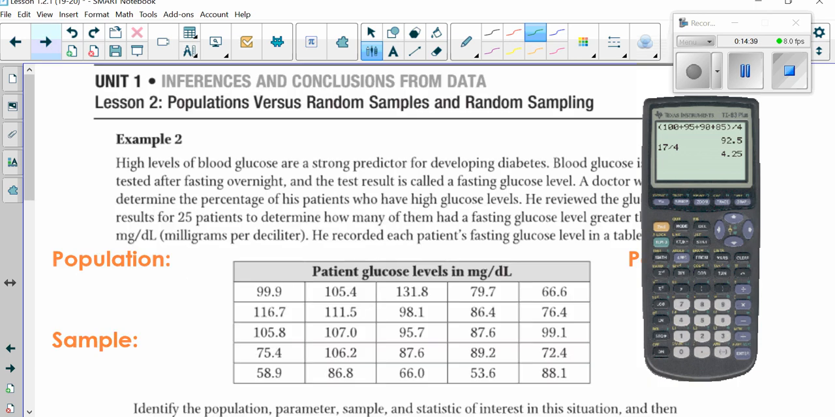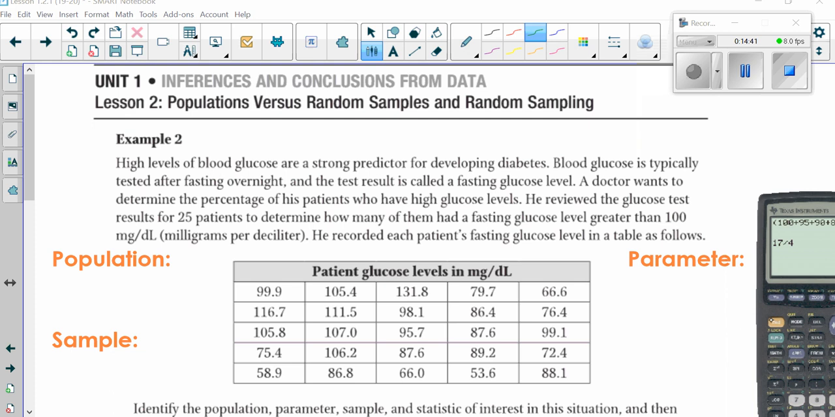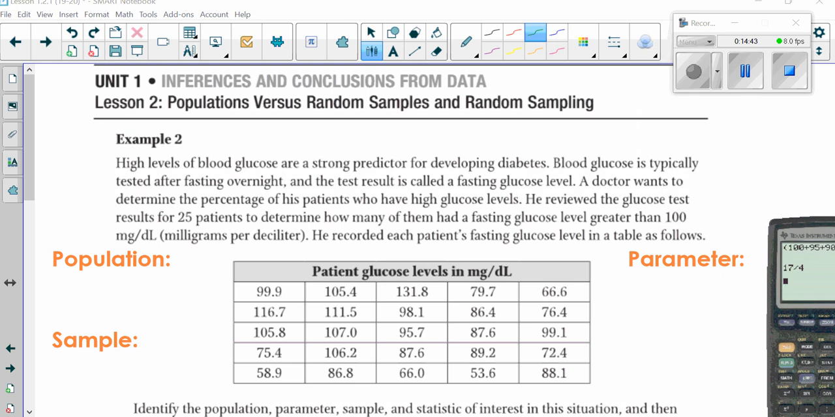Let's go through example two. It says high levels of blood glucose are a strong predictor for developing diabetes. Blood glucose is typically tested after fasting overnight, and the test result is called a fasting glucose level. A doctor wants to determine the percentage of his patients who have high glucose levels.